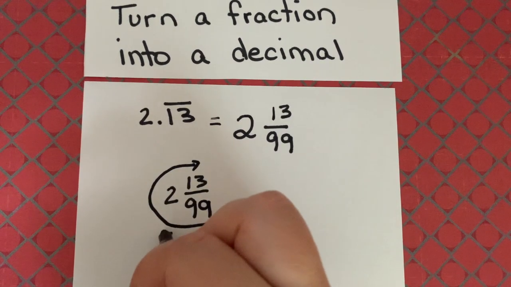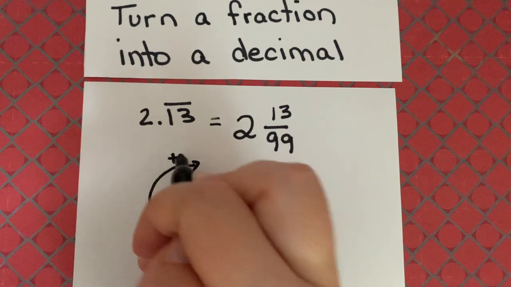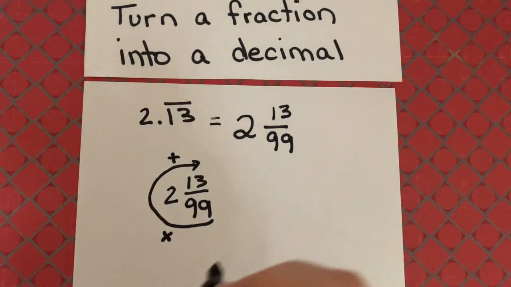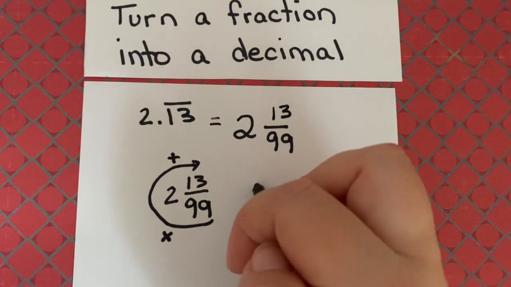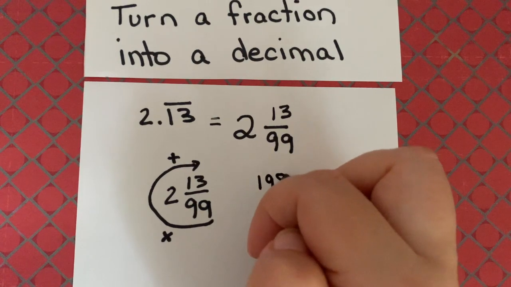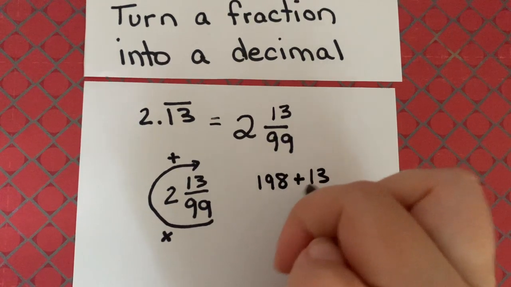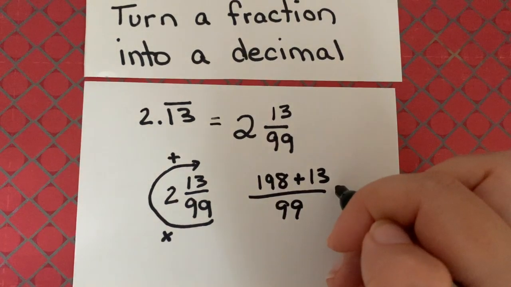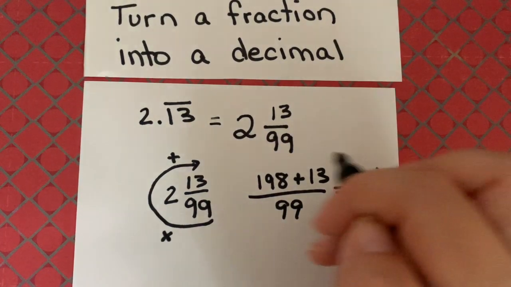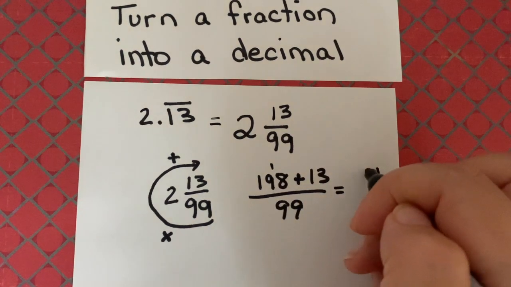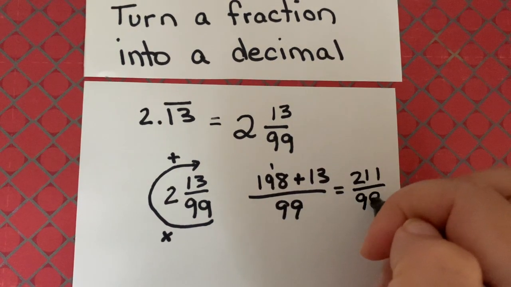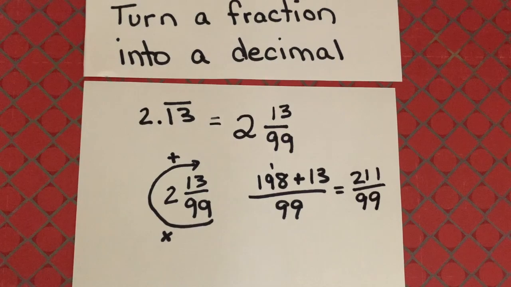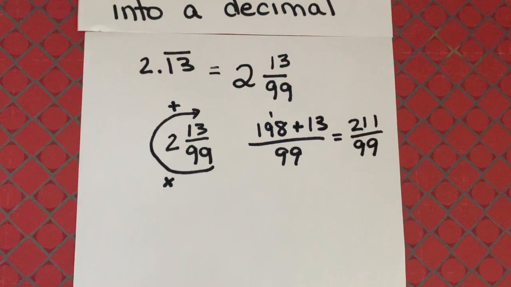You would multiply 99 times 2 and then add 13. So 99 times 2 is 198 plus 13. And again, write it all over 99. And that would be 211 over 99.